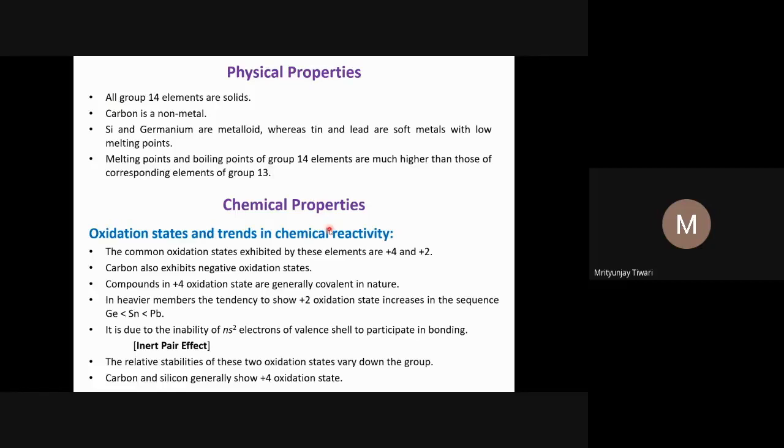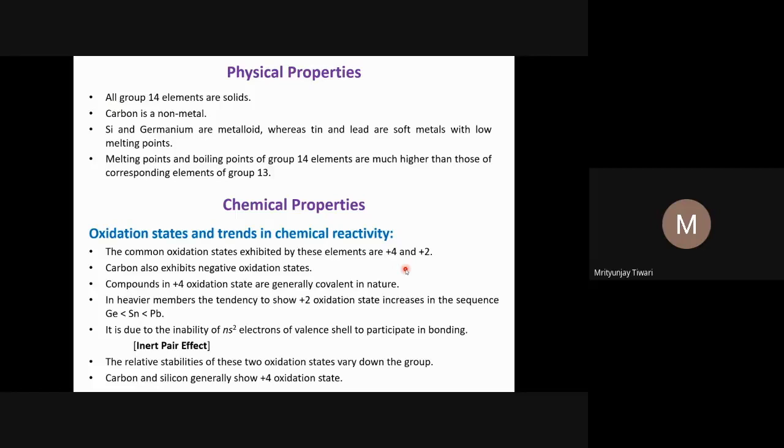Now let's look into the chemical properties. First of all, we will see the oxidation states and trends in chemical reactivity. The highest oxidation state these elements can show is +4, and the lowest oxidation state is -4. The most common oxidation states exhibited by these elements are +4 and +2. It doesn't mean they will not exist in other oxidation states; +4 and +2 are just the most common.